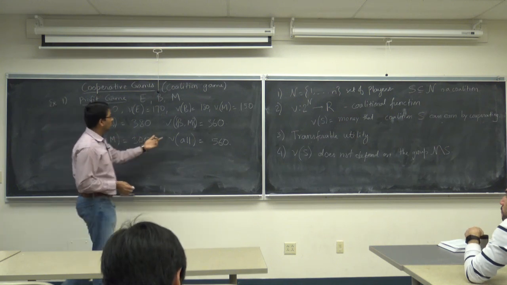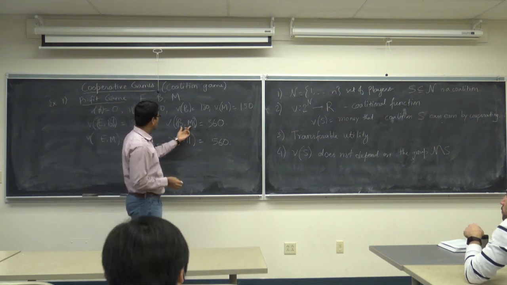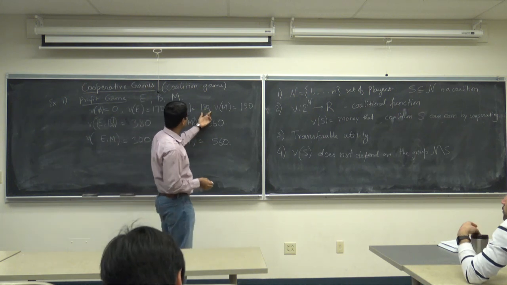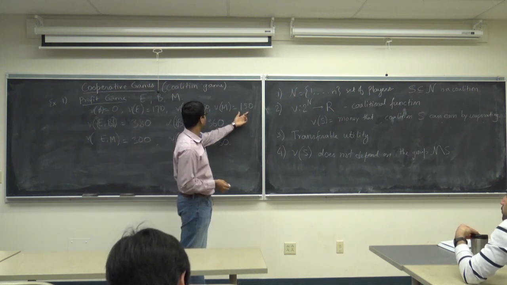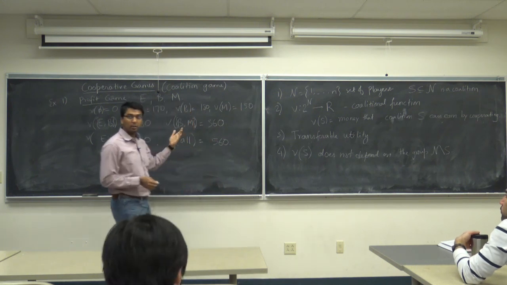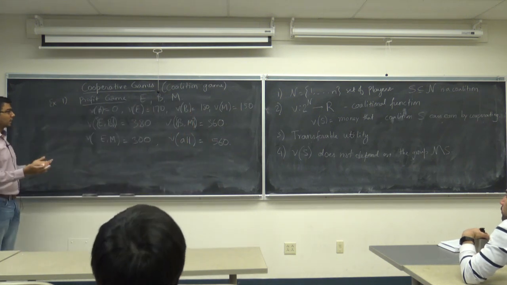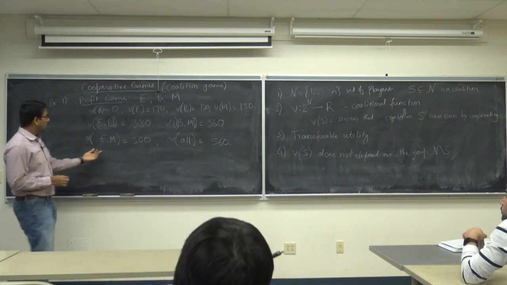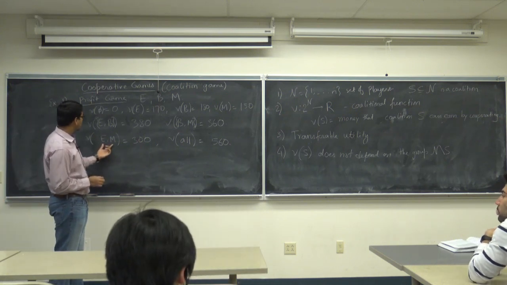The same thing happens here. So B and M individually can earn a total of $330, but together they can earn $360. So they again have $30 extra that they can share among themselves. Now look at engineering and marketing person.